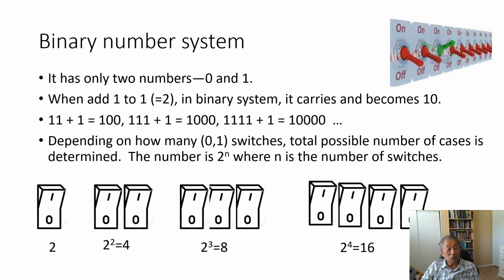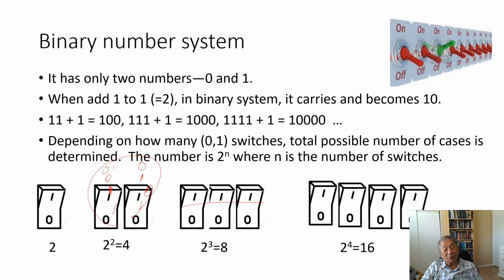If you have one switch, 0 or 1, and the switch flips, that's 0 or 1. That's only two choices. But if you have two switches side by side, then there are four choices. Both are zeros, 0, 0, or this is a 0 but this is on, or the opposite, this is on but this is off, or both are on. So there are four choices.